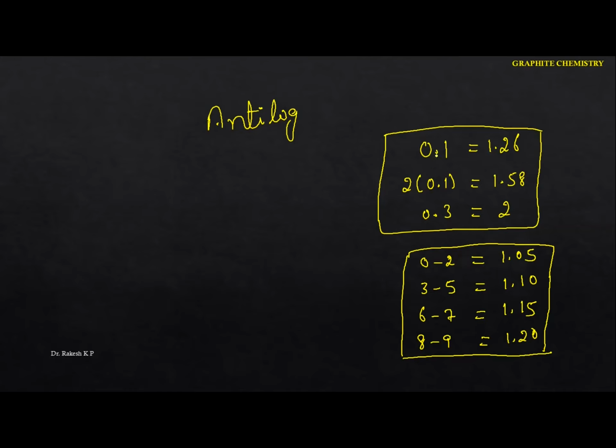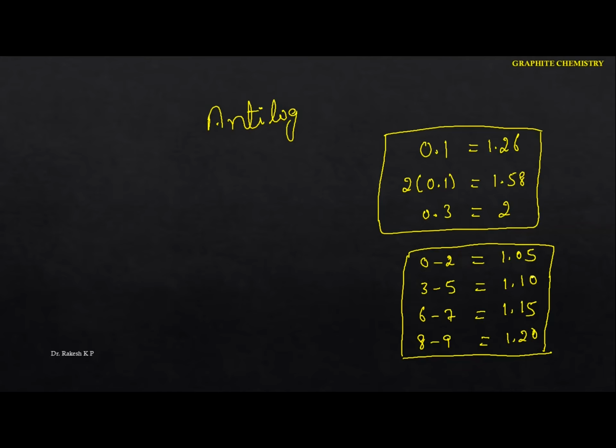For the first decimal, the 0.1 value is 1.26. 2 into 0.1, or 0.2 we can take, that is 1.58. The 0.3 value is 2. And for the second decimal, if it lies between 0 to 2, we take this value. If it is 3 to 5, we take this value.